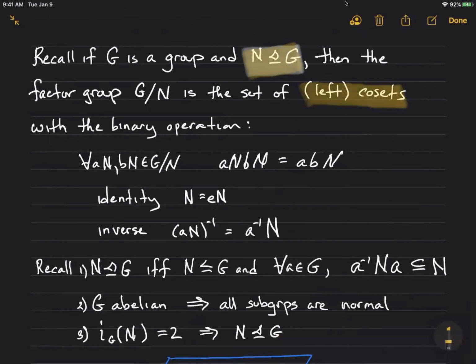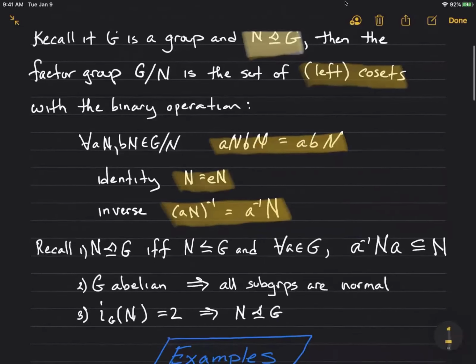It's the set of cosets with this binary operation. We call it coset multiplication. With that binary operation, you multiply the coset containing A and the coset containing B, and you get the coset that contains A times B. When you work in this group, it's important to remember that the subgroup itself is the identity under coset multiplication, and the inverse of a coset is the coset containing the inverse. Great.